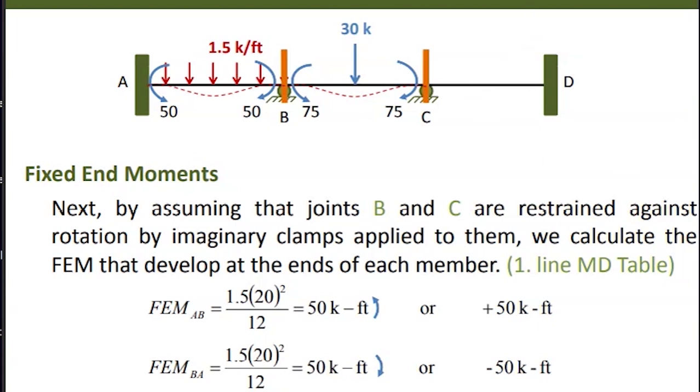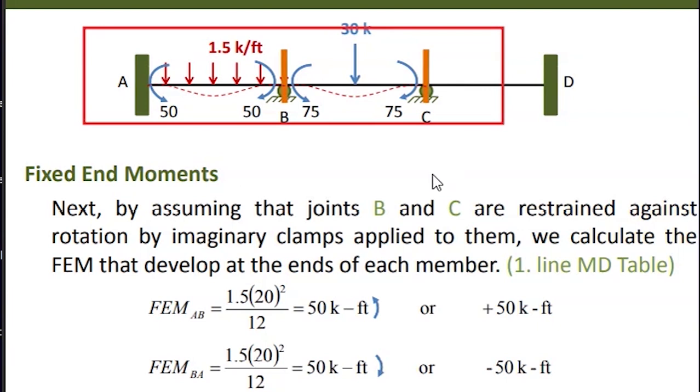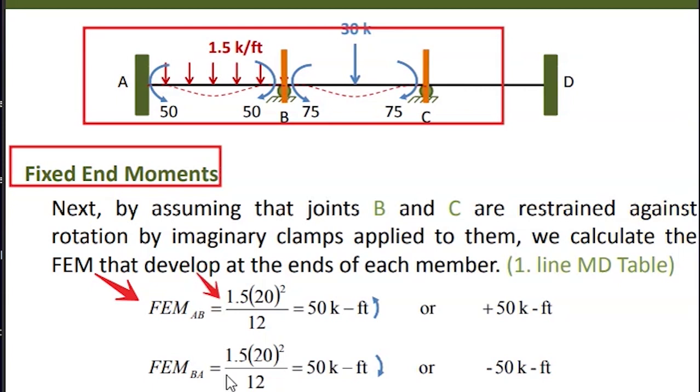Now finding the fixed end moments. The fixed end moments, as shown with respect to directions, can be found by using the normal formulas below. So how can we find them? The first span, span AB, has the value W times L squared over 12. Upon substitution, you get the positive value 50. Now the member BA, its fixed end moment is vice versa of member AB, which is a negative value.